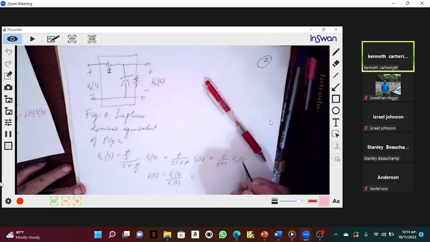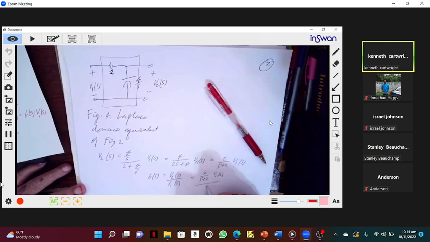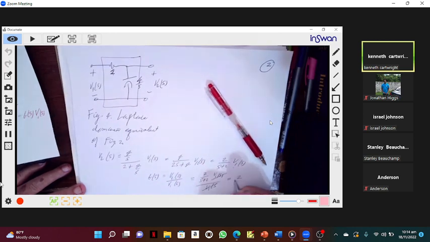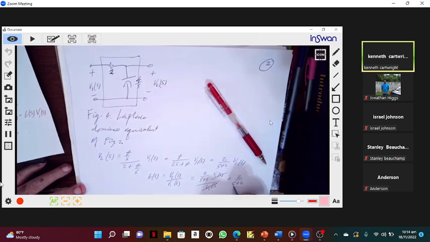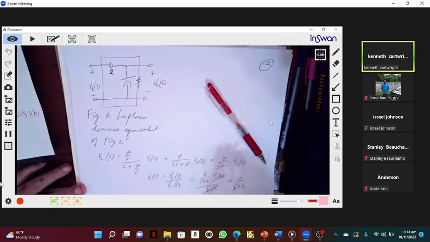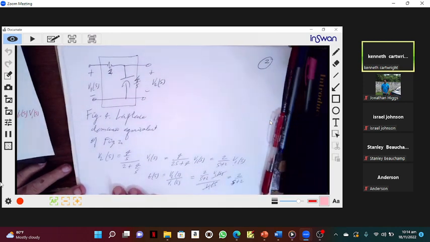So this is 2S plus 2 times V1 of S, divided by V1 of S. V1 of S cancels V1 of S, so it's 2 over S plus 2. That's the transfer function. And by the way, that's the same transfer function you would have gotten in 235 as well.